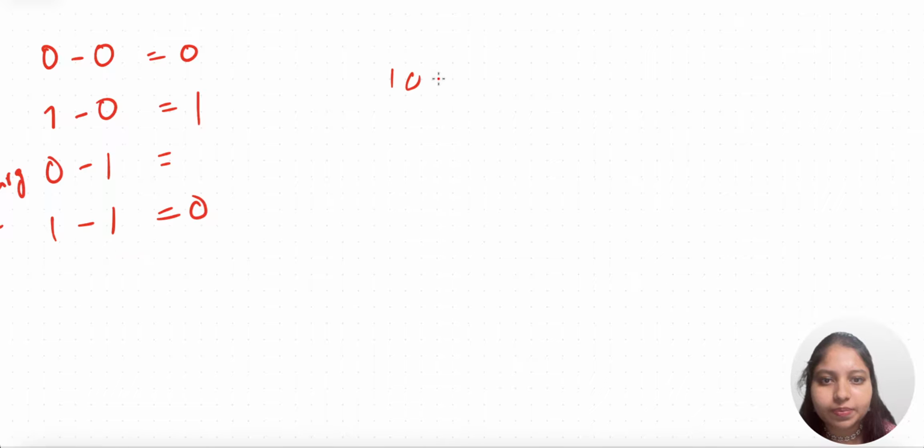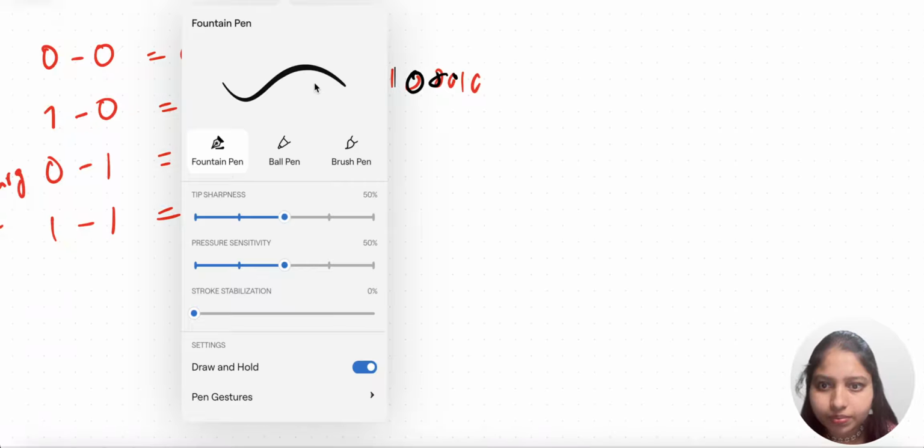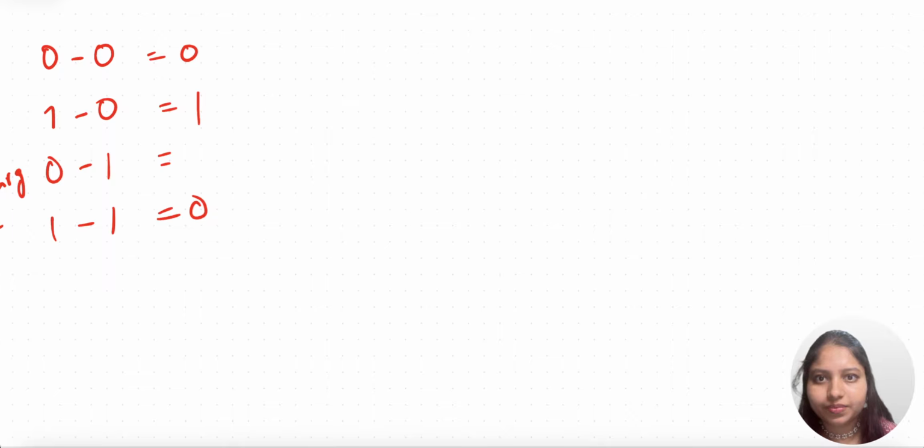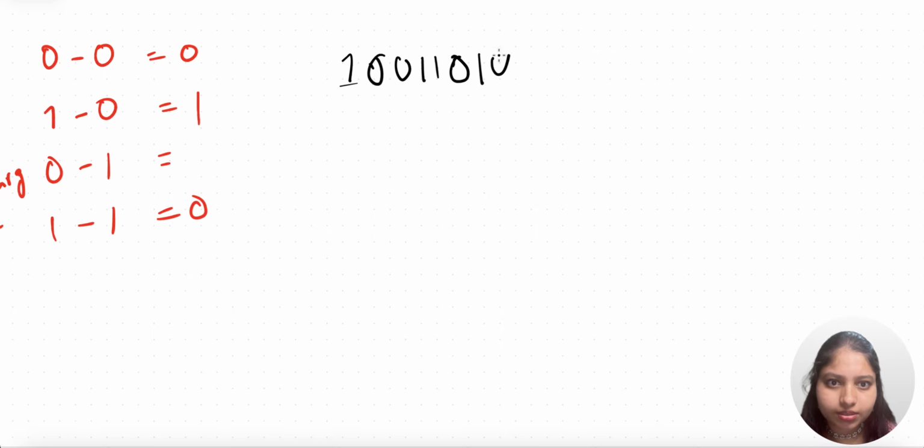So let's take an example: 1 1 0 0 0 1 0 1, and then let us subtract 1 0 0 0 1 0 from it. So let this be the number.